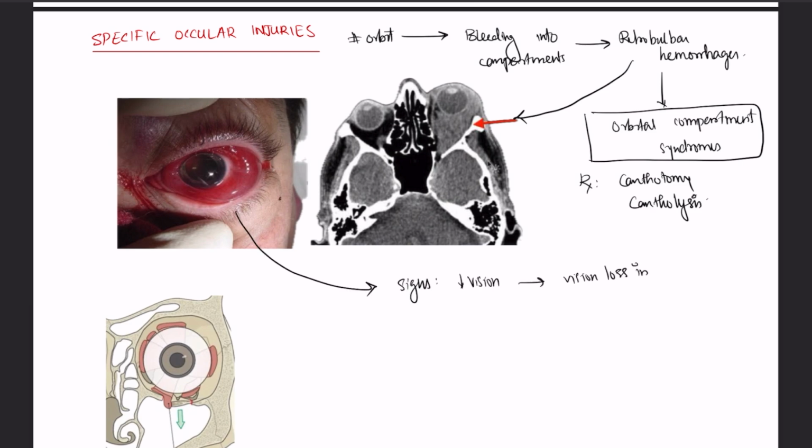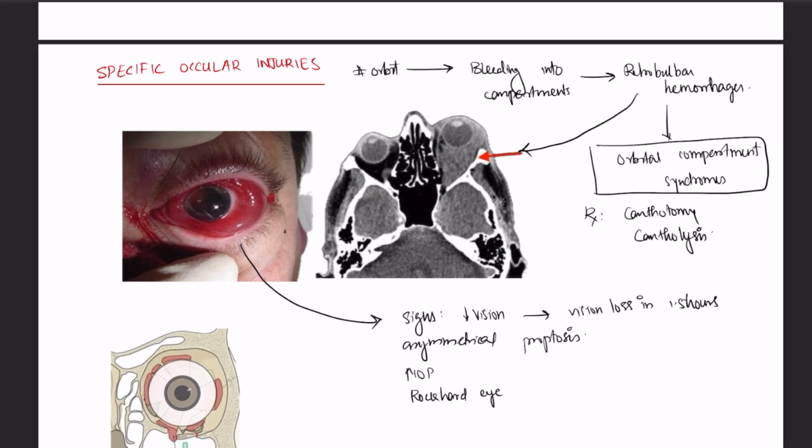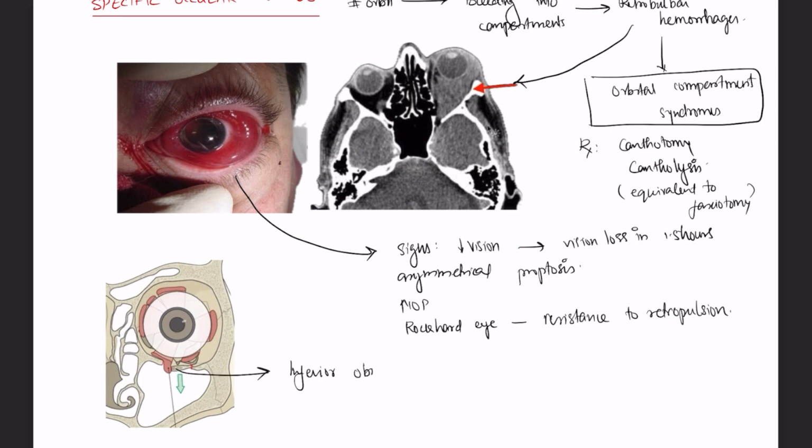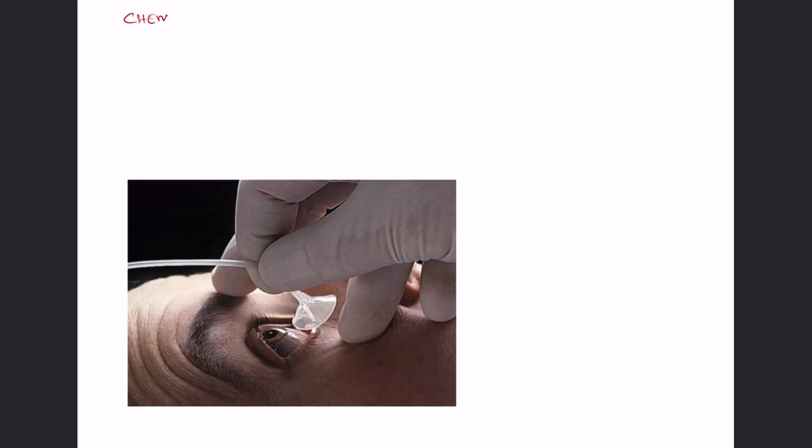Signs are reduced vision. Vision loss can occur in 1.5 hours, and asymmetrical proptosis can happen. Raised IOP and a rock hard eye with resistance to retropulsion can happen. Another problem is fracture of the inferior orbital wall, which can cause entrapment of the muscles, to be repaired within 48 hours. Another ocular emergency is chemical burns.